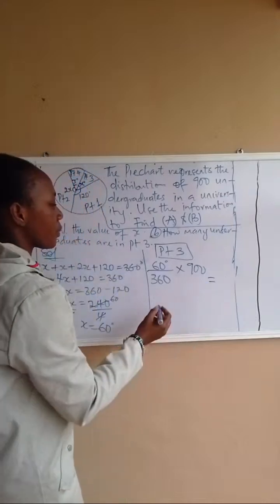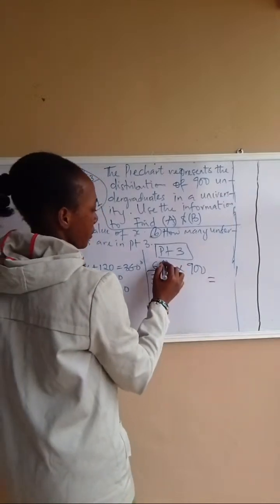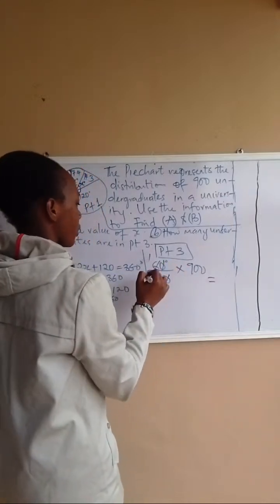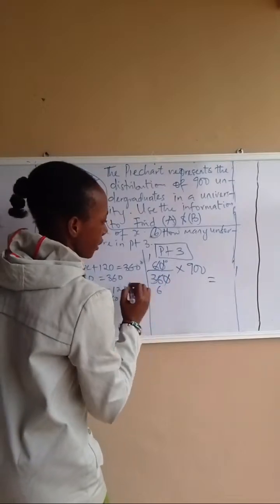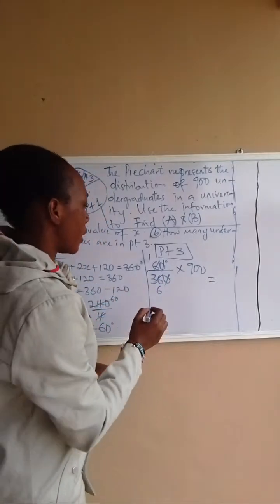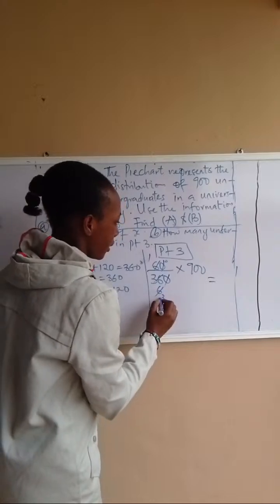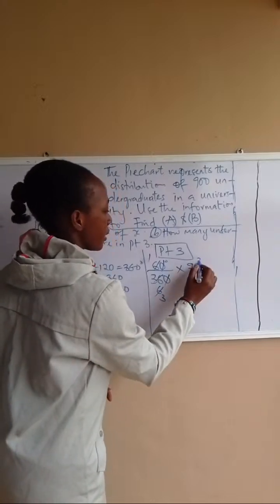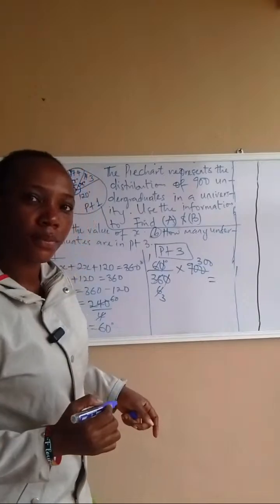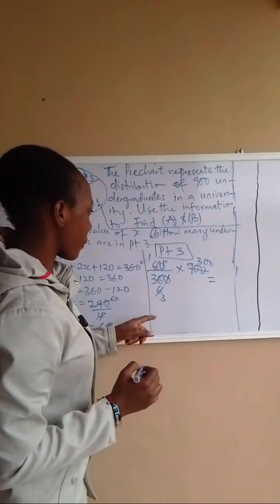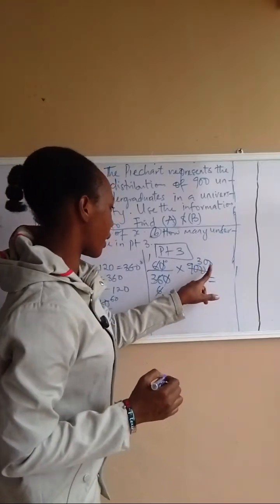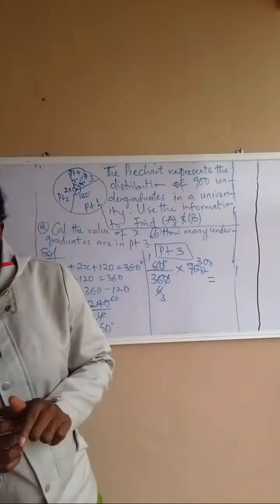So let's solve. This 0 cancels this 0. 6 here is 1 and 6 here is 6. Are we together? Then 3 here is 3 and 3 here is 300. 3 into this will go 3 times and then we have that.